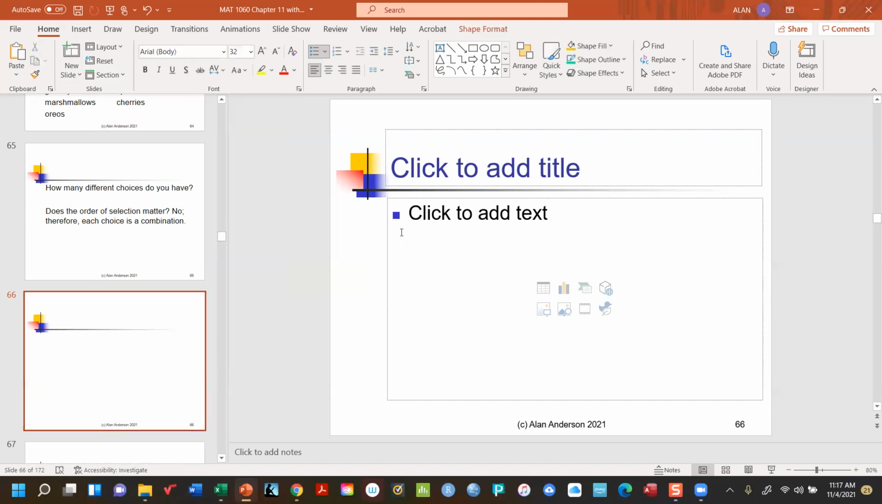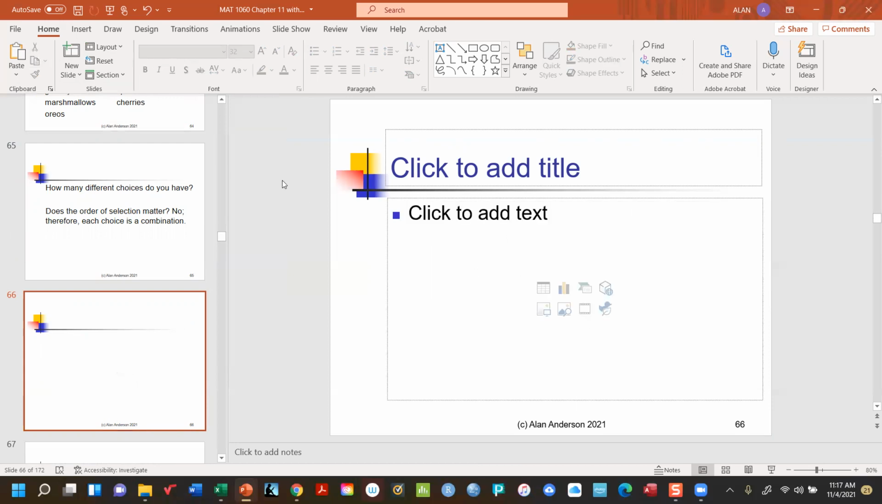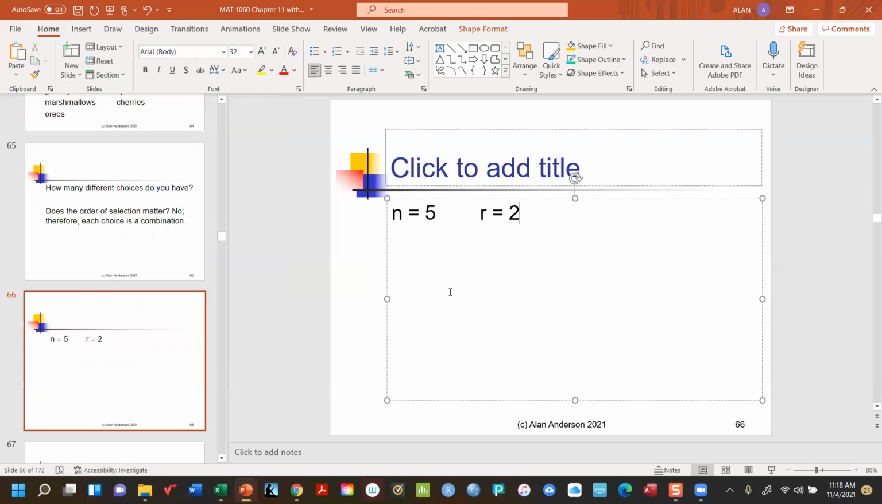Well, it's a little early in the morning for ice cream, but still, you get the idea. Hold on. N equals 5. R is 2 because we're only getting 2 toppings.